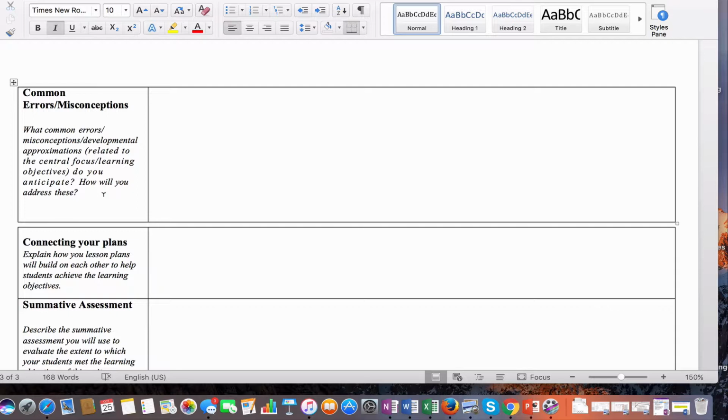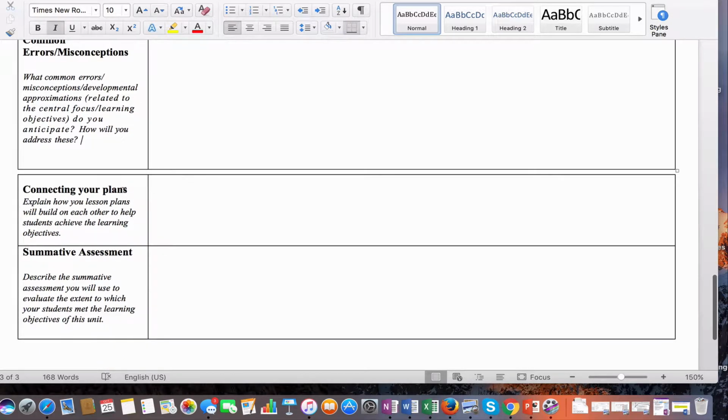But again, as we move into student teaching in the EdTPA, the common errors and misconceptions are going to become very real. You're going to have very real students, and we'll talk about how you assess those, okay? And again, for the unit plan due on the 1st, the connecting your plans and the summative assessment does not have to be done, okay?